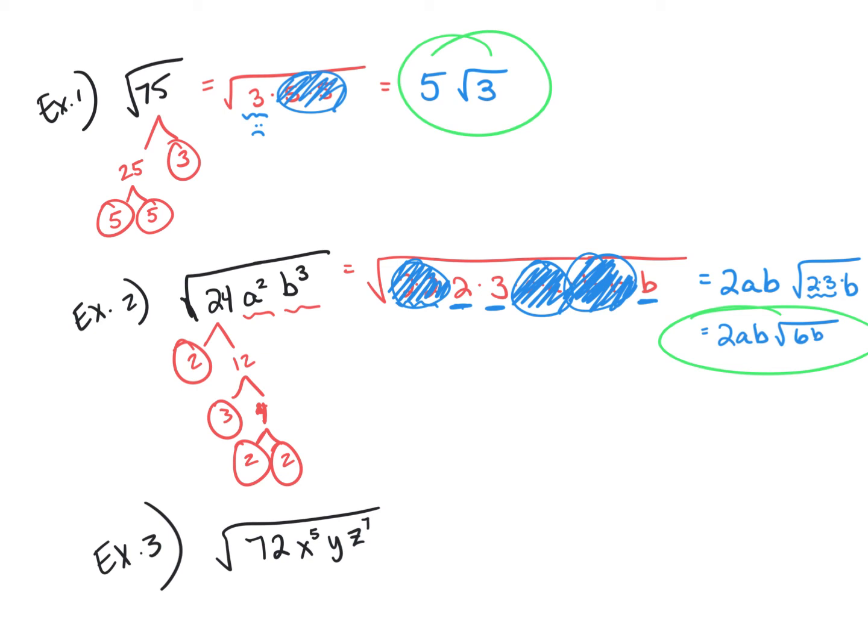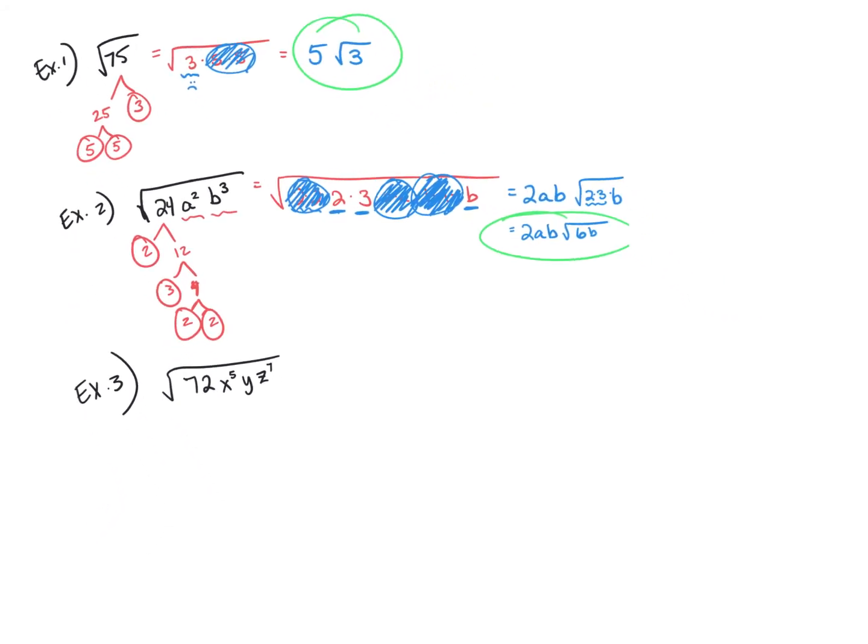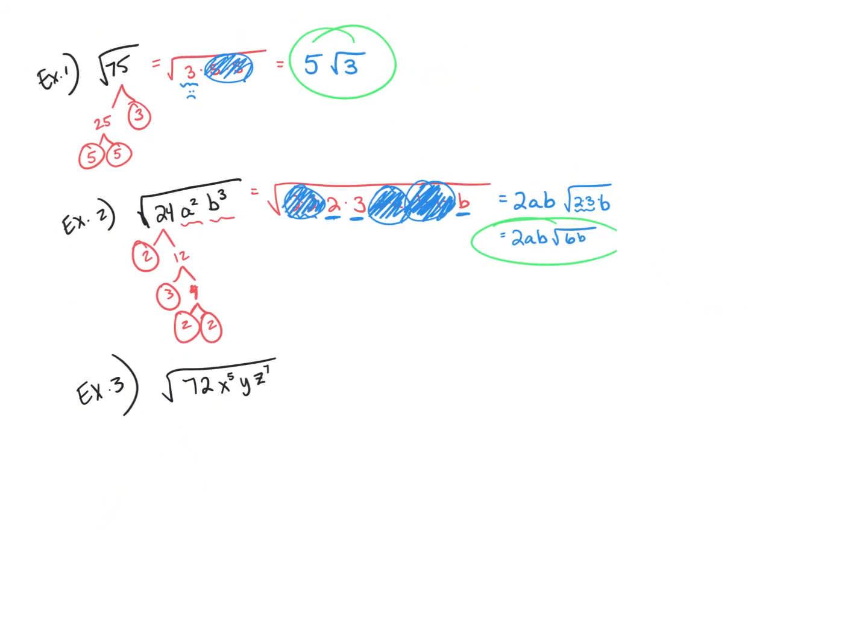Okay, so I need to break this down, and I'm kind of out of room. Let's see. Woo, magic. Let's break the 72 down. Maybe 2 and 36. 36, I might go 3 and 12. 12, I might do 2 and 6. Just the first thing that comes to my mind here. 6, I might say 2 and 3. And everything is prime. Everything is cool when you're simplifying radicals.